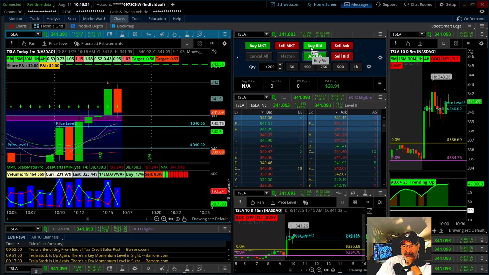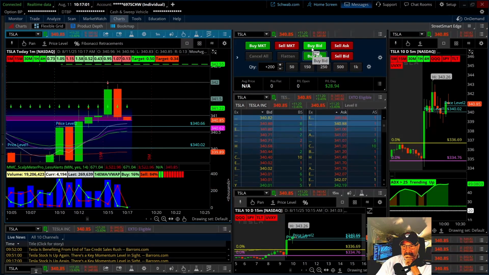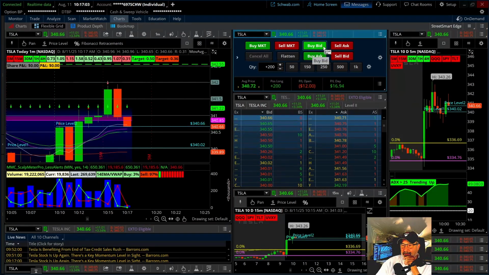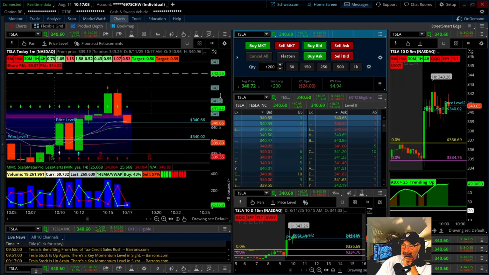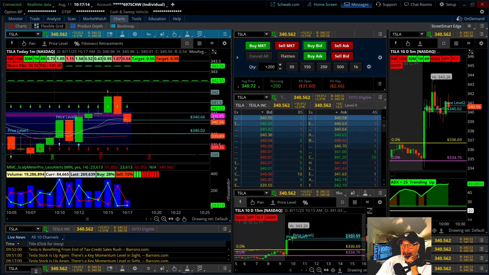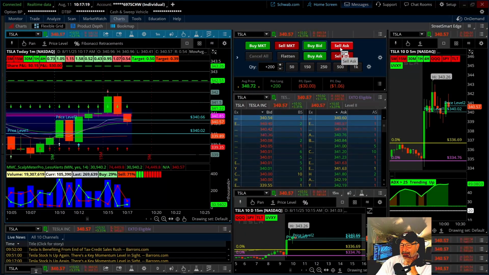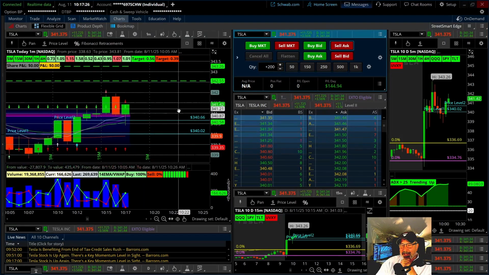Is it going to bang off that 341 and we can go long off of it? There we go. Anyway, it sucked me into a long again. It looked like it had it. It looked like it was going to go right back up. Looking at the level 2, and then it just faded. Come on. Whoa, there we go. Yes! Finally. That's the kind of moves we were looking for.